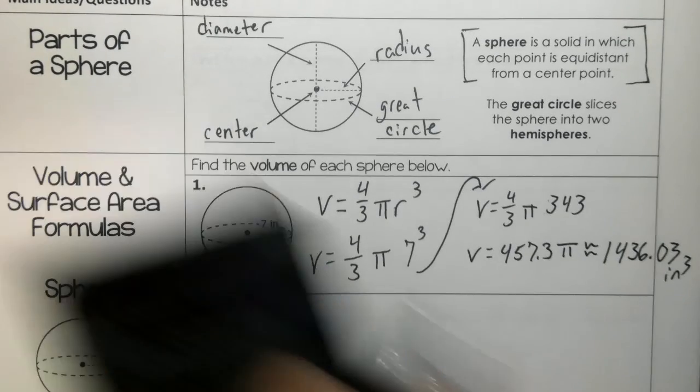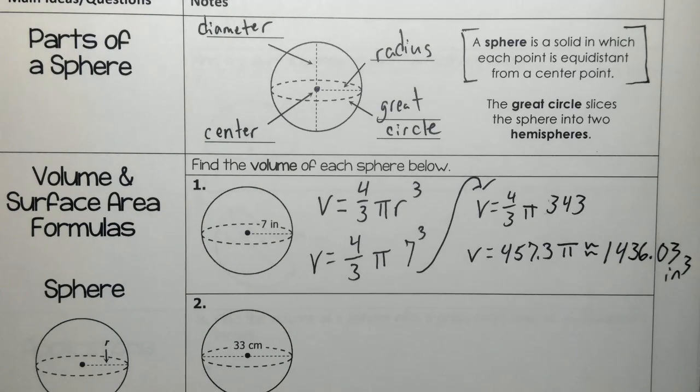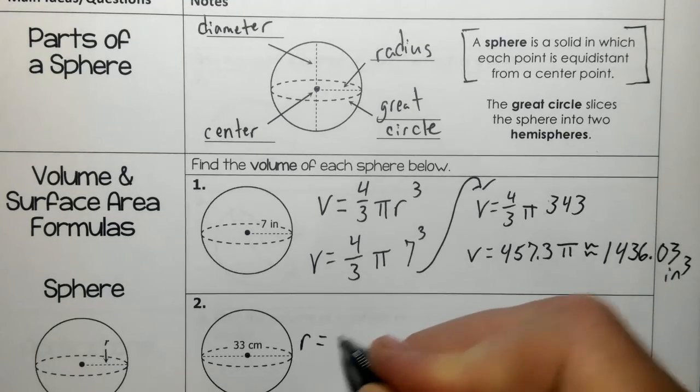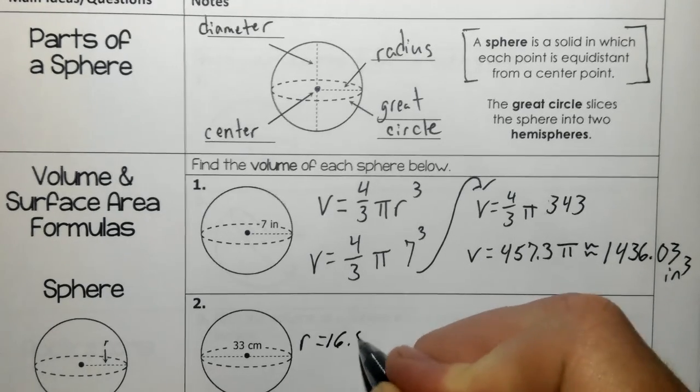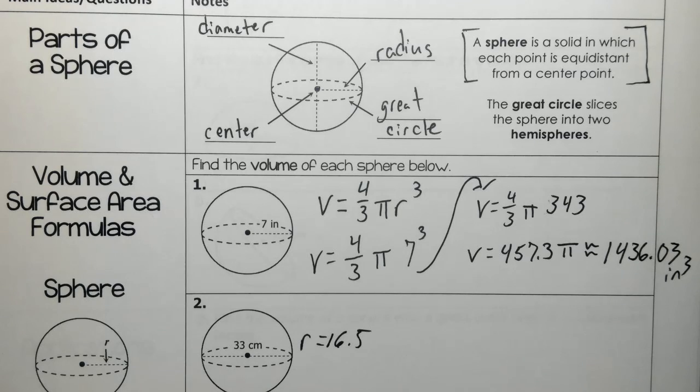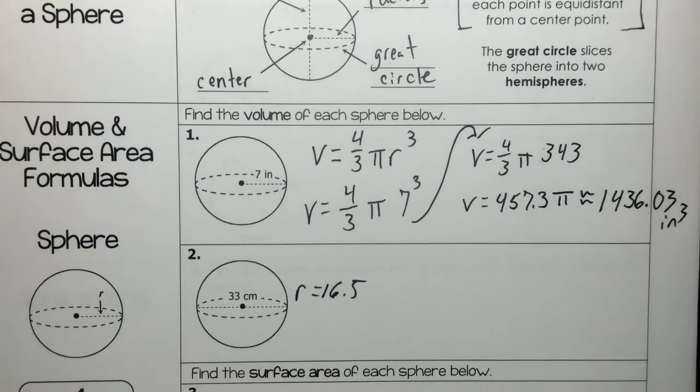Okay, so look at number 2, and how is number 2 different from number 1? They give us diameter, and we only want the radius, so half of diameter. Half of 33 is 16.5, so we're going to use 16.5 for the radius. Okay, 3 and 4 are both surface area problems, so let's do number 4.